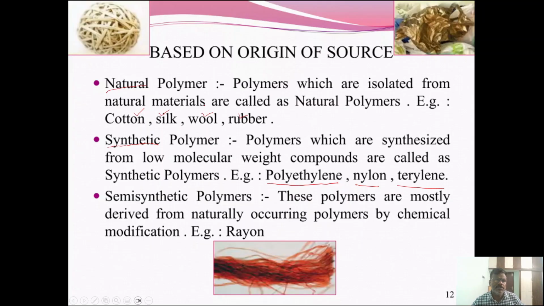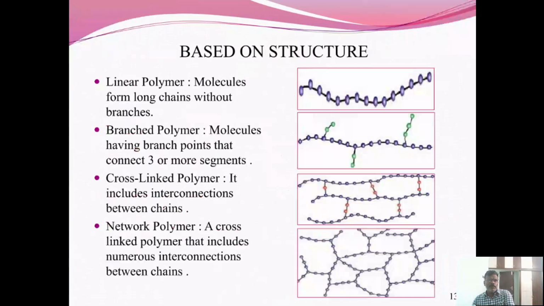Semi-synthetic polymers we discussed. I have given an outline just now. Semi-synthetic means to the natural polymer we add some additives to improve its properties. So rayon, and generally people will add some additives to increase softness, to give coloring, and any weakness in the natural polymer can be improved by adding additives. That we call semi-synthetic polymers.